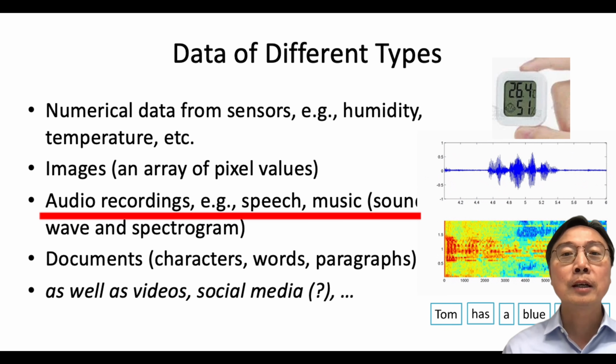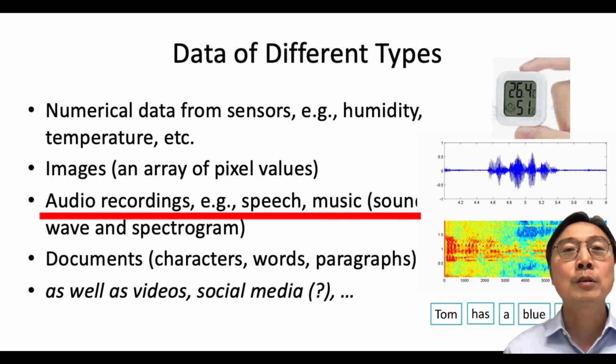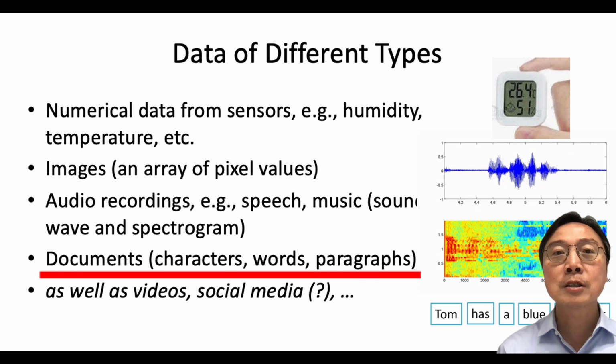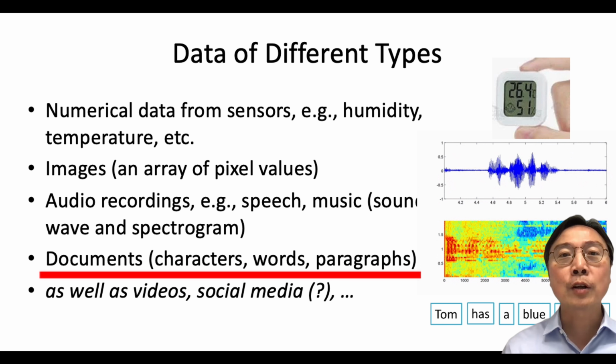When we speak, the waveform moves up and down. So these are the audio signal, audio data. Then, of course, we also have a document which contains characters and words, organized in paragraphs, forming another type of data.